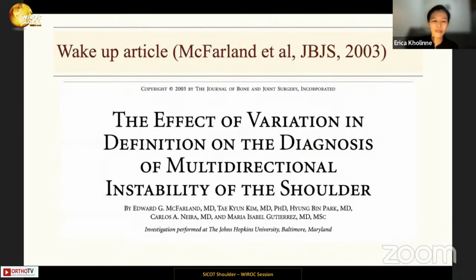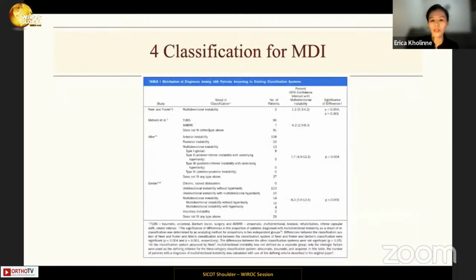Because of the wide variation in the definition of MDI of the shoulder in the literature, there is a wake-up call article in the JBJS aiming to decide if this variation influenced the distribution of diagnosis in a cohort of patients with shoulder instability.